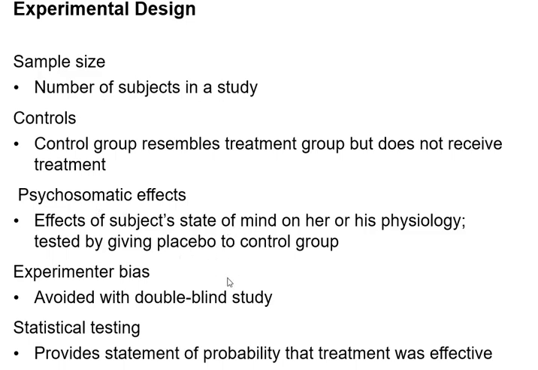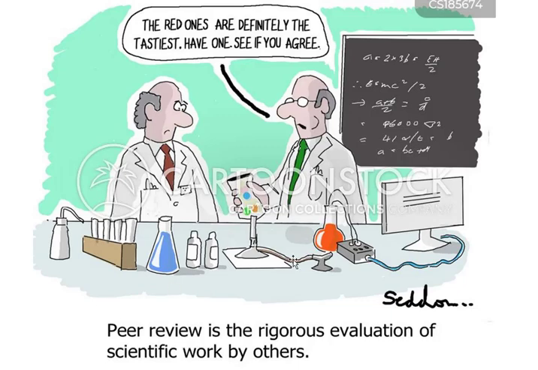And experimenter bias. Here's an example I found of experimental bias. Okay, here is this guy. He goes, the red ones are definitely the tastiest. Have one and see if you agree. So if you couch your question telling the person what answer that you want them to give you, this guy has biased his study. So that one's not going to be any good.